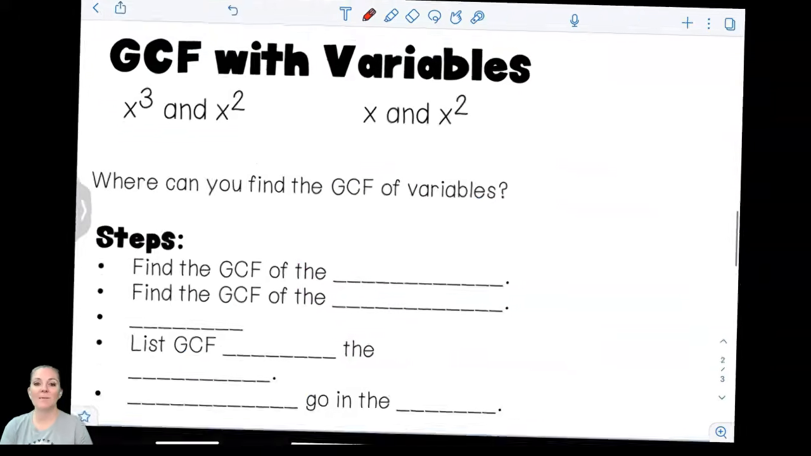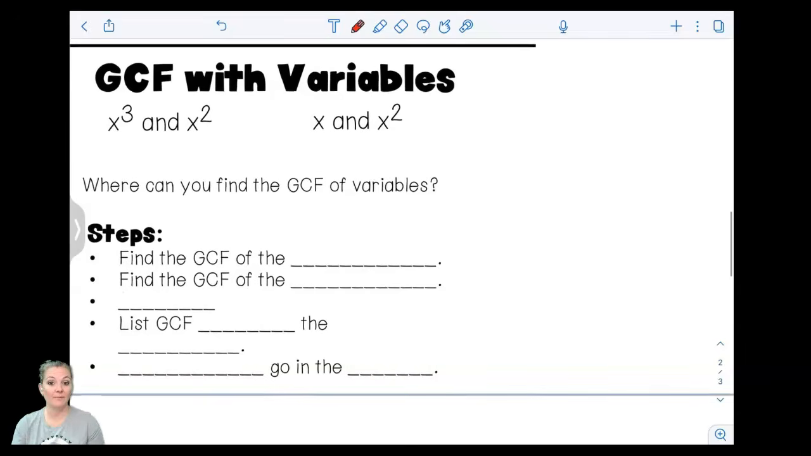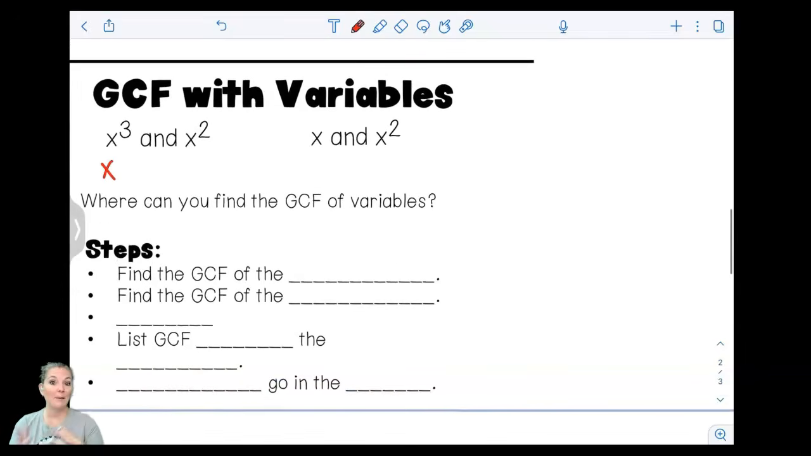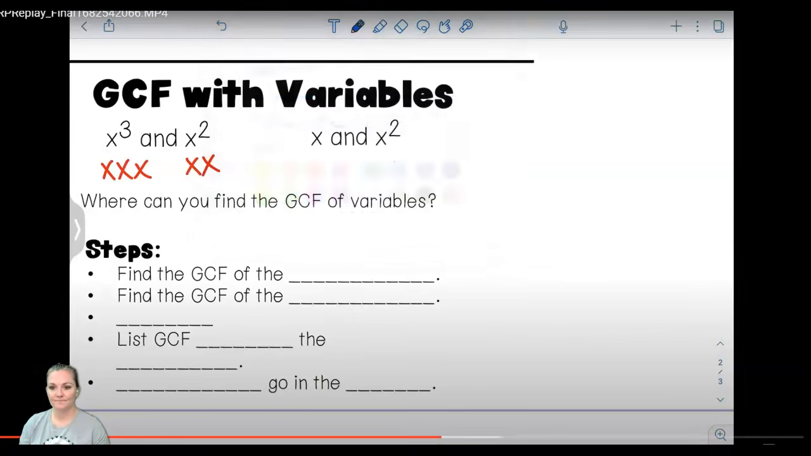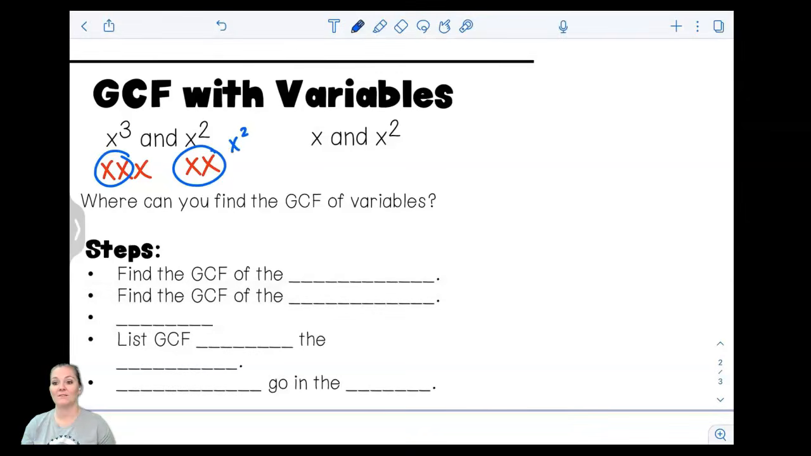All right, so now we're going to talk about how do you find GCF with variables, because we're going to be doing these with a mix of numbers and variables. So let's talk about if we just have two terms. If I have x to the third and I have x squared, that means I have 3 x's in my first term and 2 x's in my second term. So how many do both of them max have? Well, they both have a max of 2. The first one has 2, the second one has 2, so my GCF is x squared.